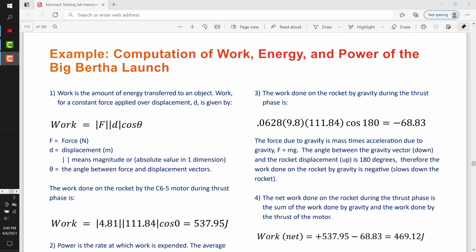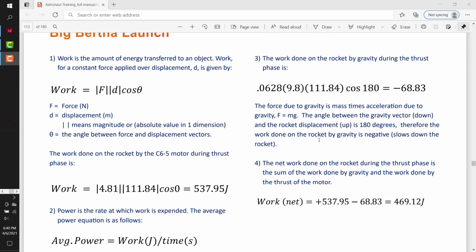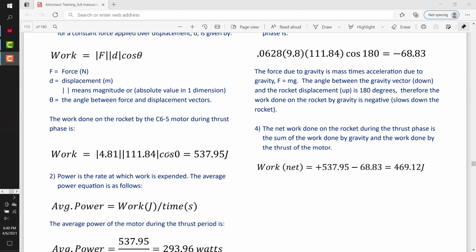Computation of work, energy, and power of the Big Bertha launch. So the work done on the rocket by the C6-5 motor during the thrust phase is force, or thrust, times the displacement of the rocket during the thrust phase, which was 111.84, times the cosine of the angle between the force vector and the displacement vector. They're moving in the same direction, so the angle is 0. This product gives you 537.95 joules.